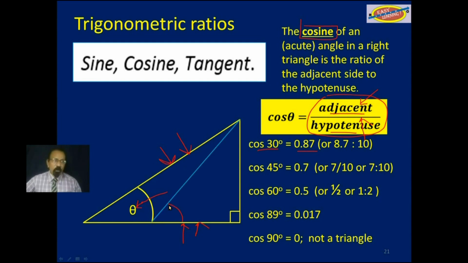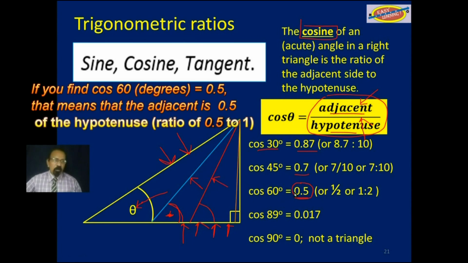If we take the cosine of 45 degrees, this one here, we get 0.7. So when this angle is 45 degrees, this adjacent is 0.7 of the hypotenuse. If we take 60 degrees, if we allow this to be 60 degrees, then the ratio of the adjacent to the hypotenuse is 0.5. If we make this angle here 89 degrees, we notice that it is almost 0. And of course, if we make it 90, then the cosine of 90 is 0. So we really don't have a triangle.